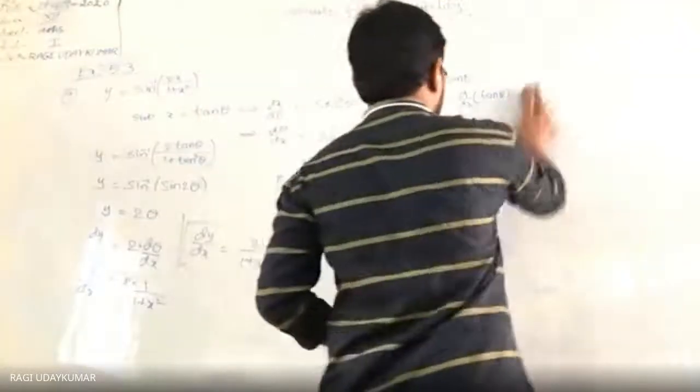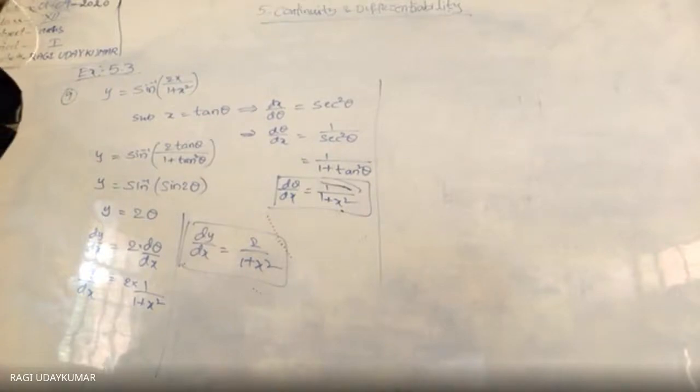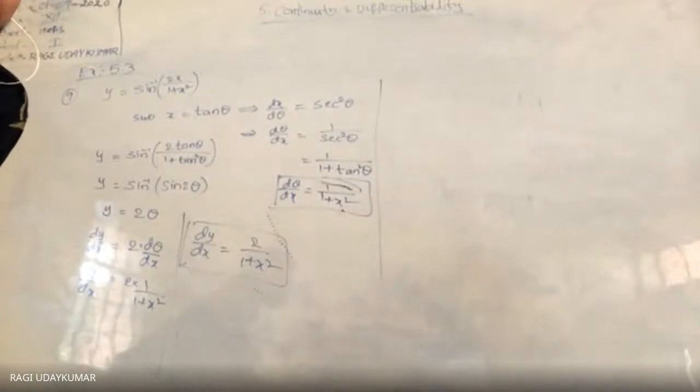This problem can also be solved in another way, but it becomes very lengthy. What you have to do is take sin y equals 2x by 1 plus x square, and differentiate sin y to get cos y. You have to use the u by v method. It becomes a very, very lengthy process if you do it like that, and at last you are going to reach the answer 2 by 1 plus x square. You can try at home, but it is a very lengthy process.